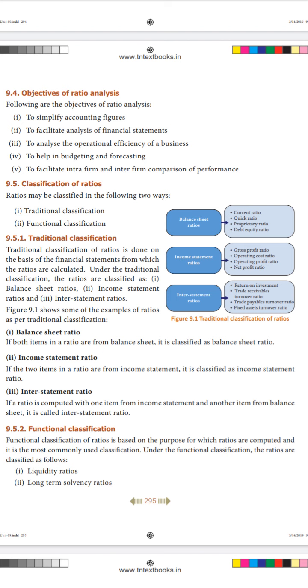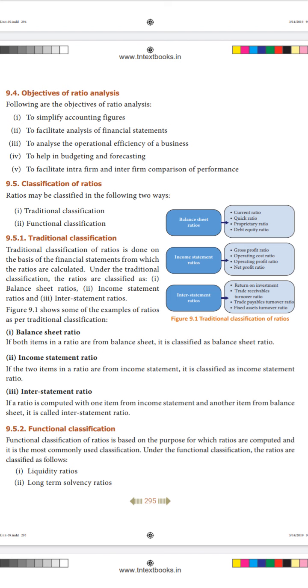So, totally, there are two classifications of ratio analysis. One is the traditional classification, which I have already explained. The second part is the functional classification. Here, traditional classification, just to go through it, has three categories. One is balance sheet ratio, the second one is income statement ratio, and the third one is interstatement ratios.